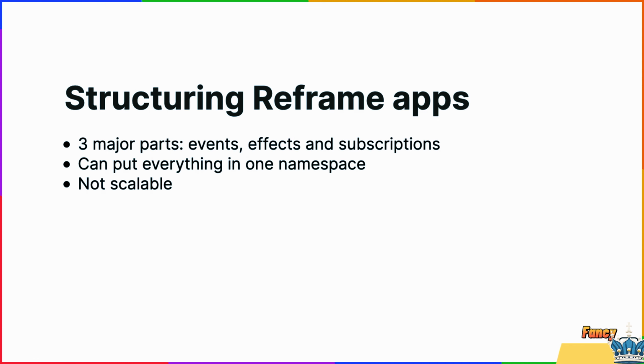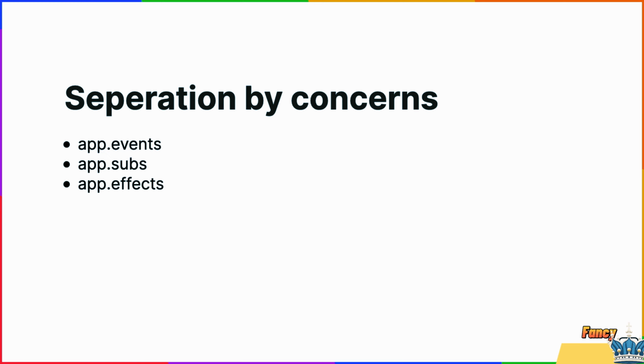There are 3 major moving parts in a Reframe application: events, effects, and subscriptions. Where each of these goes is an opinion. You can put them together in a single namespace and require that namespace in the bootstrap process. But this might bite you as your app grows in complexity. A convention for small apps is to have 3 namespaces: app.events, app.subs, and app.effects. In this separation by concerns method, all events go to the events namespace, all subscriptions go to the subs namespace, and all effects go to the effects namespace.